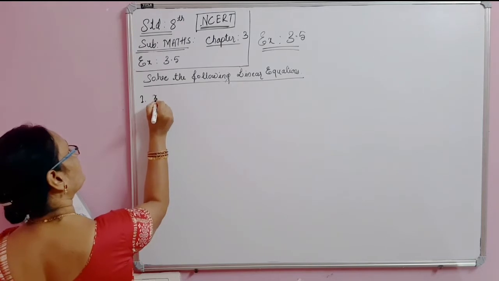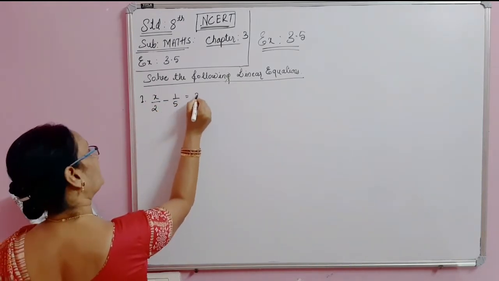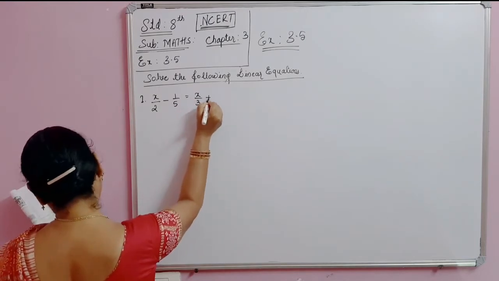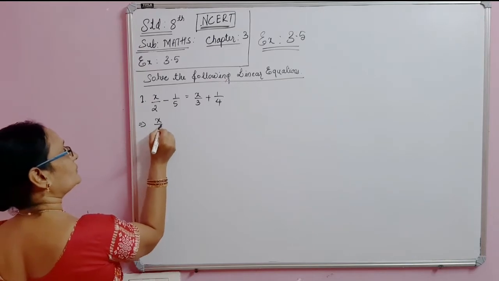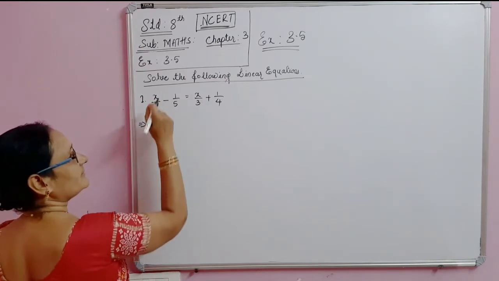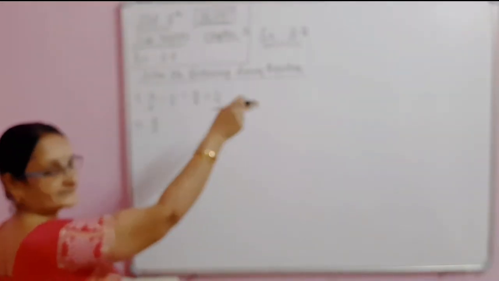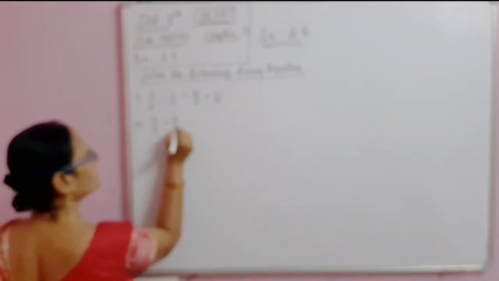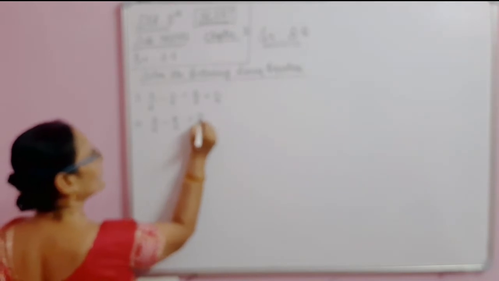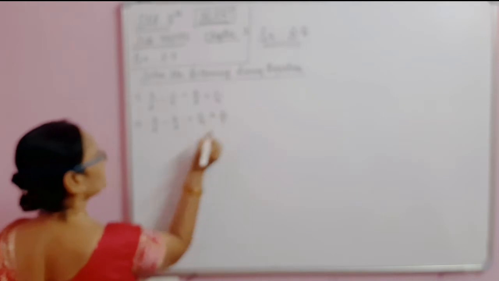First problem, x by 2 minus 1 by 5 is equal to x by 3 plus 1 by 4. See here, x by 2, this x by 3 will bring this side. We just collect the like terms, x, and this 1 by 5 will take that side. So this x by 3 will come this side. Now that is x by 2 minus x by 3 is equal to 1 by 4. This minus 1 by 5 will go that side, that will become plus 1 by 5.